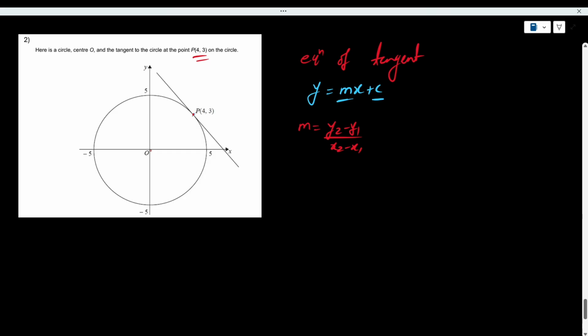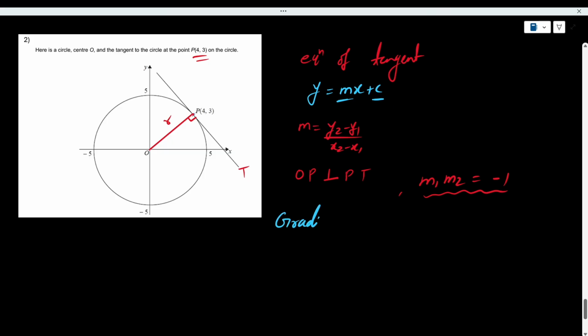You know that O is the center of the circle and tangent is perpendicular to the radius. Now if you see, OP is the radius, right? This is your R. OP is the radius. So here OP is perpendicular to PT. That is your first theorem. So the product of their gradients is always going to be -1, because they are perpendicular to each other. And how to get the gradient of OP here?